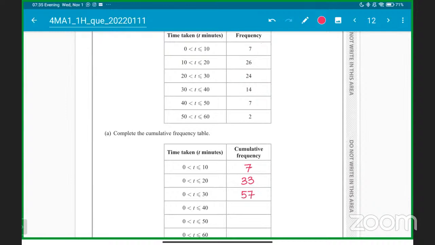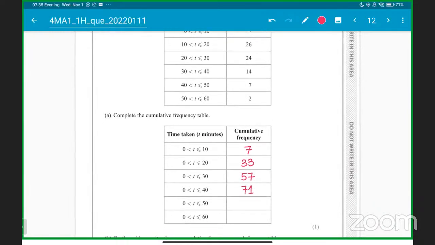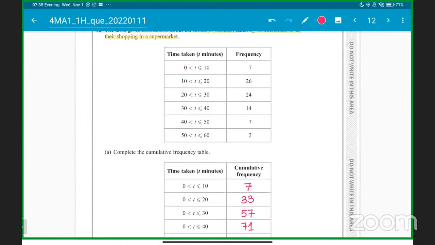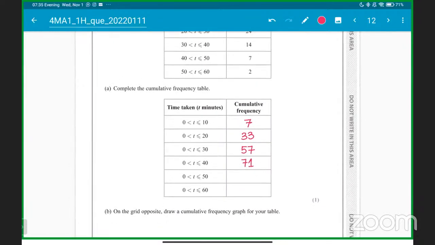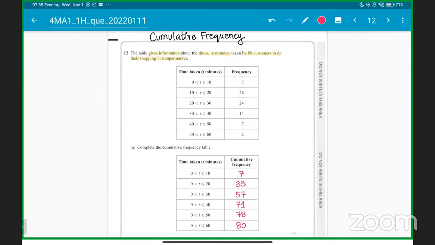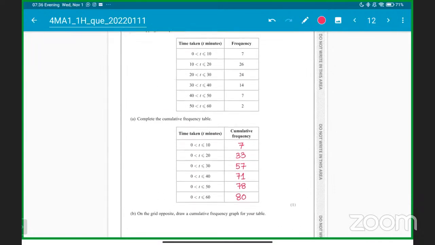Then 57 plus 14, just add on, because the customers are now accumulating from 0 to 40 minutes, meaning all of the customers who are taking less than 40. This means all the customers who are taking less than or equal to 50 minutes will be added. That will make it 78. And then less than 60 are all the 80 customers. So 80 customers take less than or equal to 60 minutes. Okay, got this? It was for 1 mark.